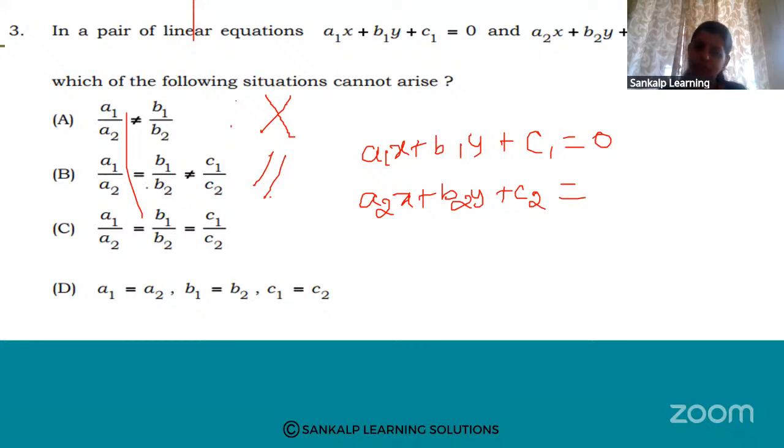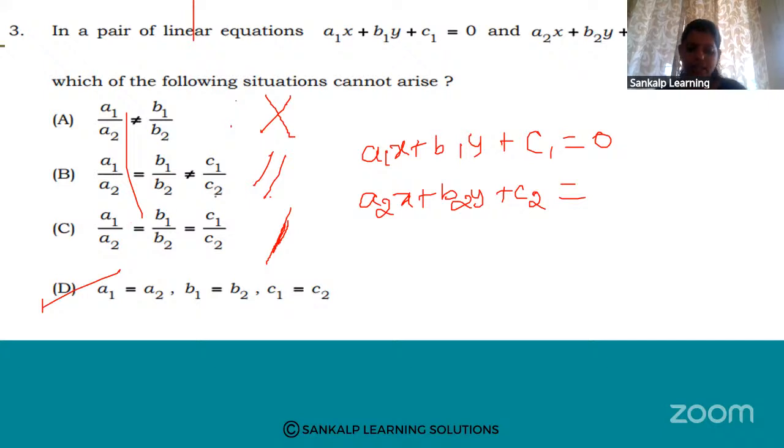Next, A1 divided by A2 is equal to B1 divided by B2 is equal to C1 divided by C2. That means all the ratios are equal. When all the ratios are equal, the two lines are overlapping or coincident on each other. So this condition will also arise in a pair of linear equations. But A1 equal to A2, B1 equal to B2 and C1 equal to C2 will not arise in a pair of linear equations. So option D is right.